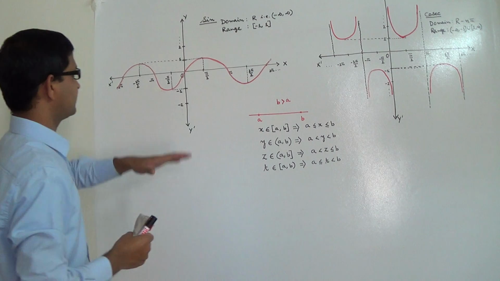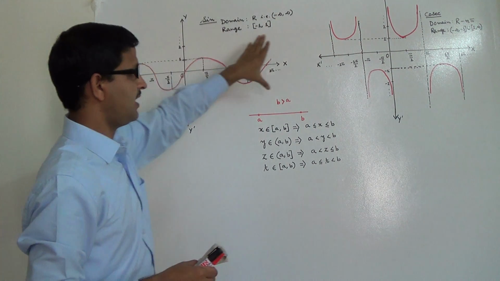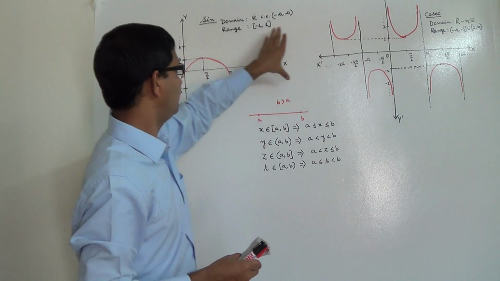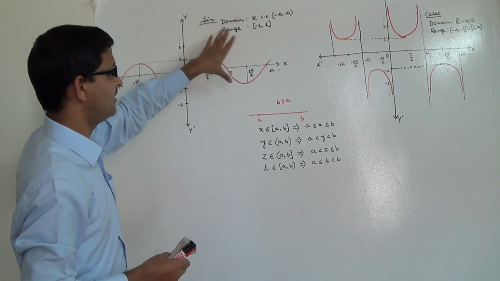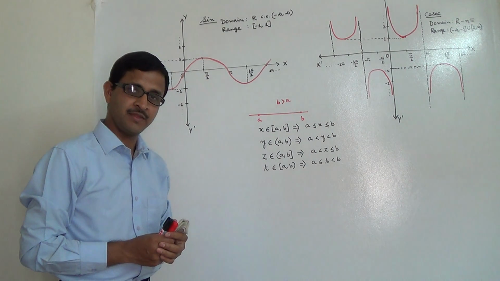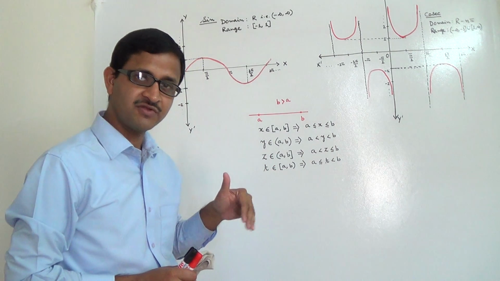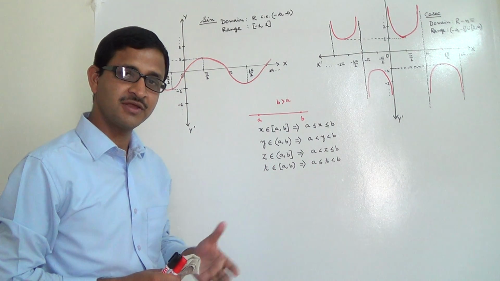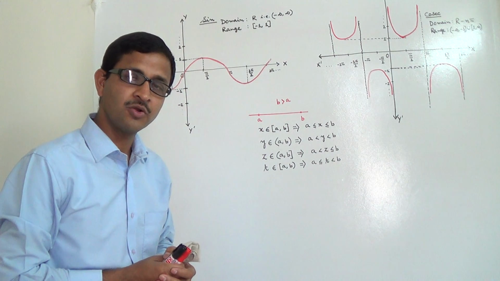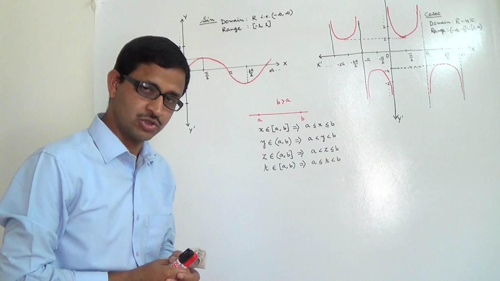So far we have discussed the graphical representation of sine and cosec, and we saw the domain and range of these two functions, sine and cosec. Correct? So please have a look into it for a couple of minutes. After that we are going to discuss the graphical representation of cos and sec, followed by tan and cot. Thank you.